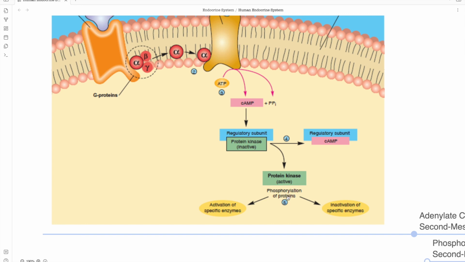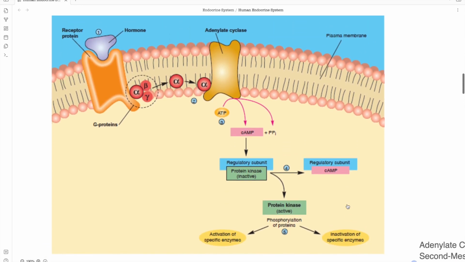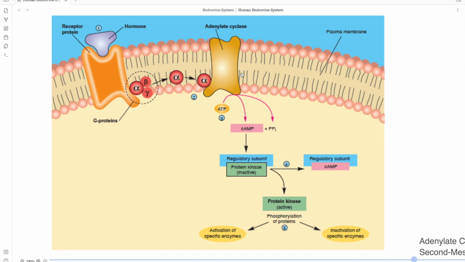So there is phosphorylation of proteins, and because this is a protein kinase, it is always associated with phosphorylation. Since there is phosphorylation of proteins, there will be activation of some specific enzymes or inactivation of specific enzymes. So that is how this adenylate cyclase cyclic AMP secondary messenger system acts, and these hormones are actually having their effect on the protein kinase.